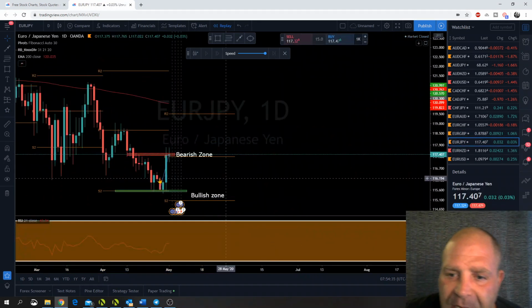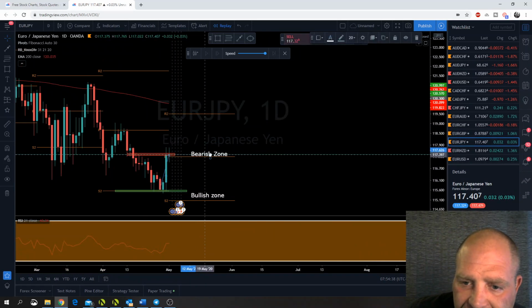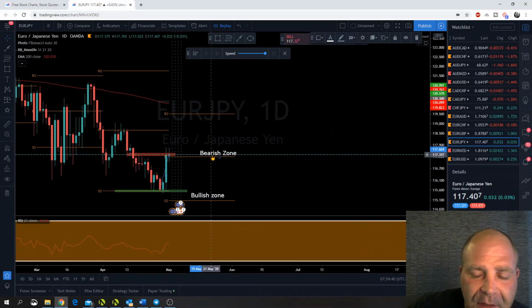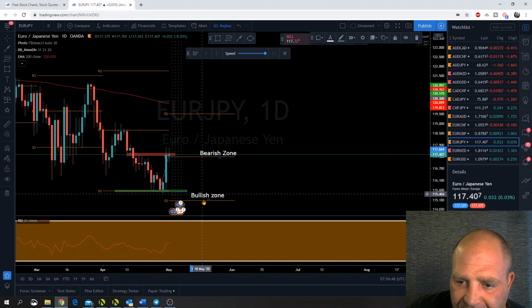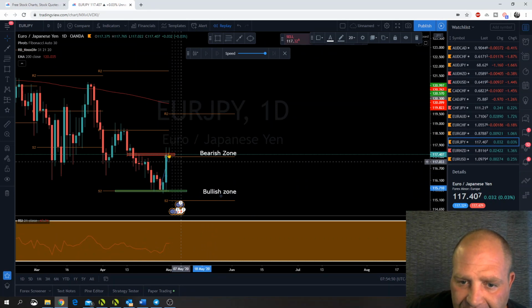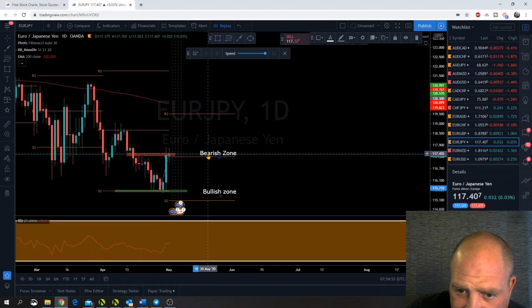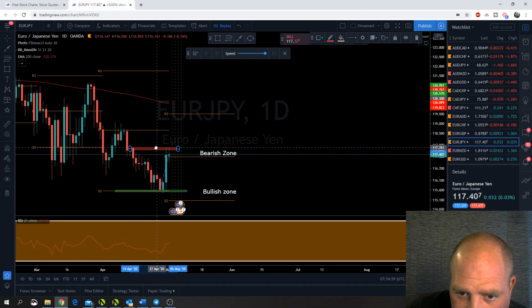Euro JPY, we're in a really good spot for a short. Price made this impressive move up, came back to the pivot. This would have been an awesome buy trade last week. It worked out perfectly. But we're in an area of resistance because of these rejections. We probably could even come right there.